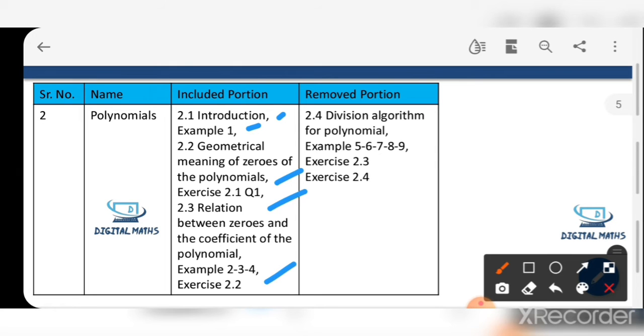Which is the removed portion? Friends, it is very important for all your studies. They are removed from standard 10th, chapter number 2, polynomials. First is the division algorithm for polynomials, a equals bq plus r, that is, p of x equals g of x into q of x plus r of x. The division algorithm for polynomials is removed. Examples 5, 6, 7, 8, 9 all removed. Exercise 2.3 whole removed. Exercise 2.4 whole removed.